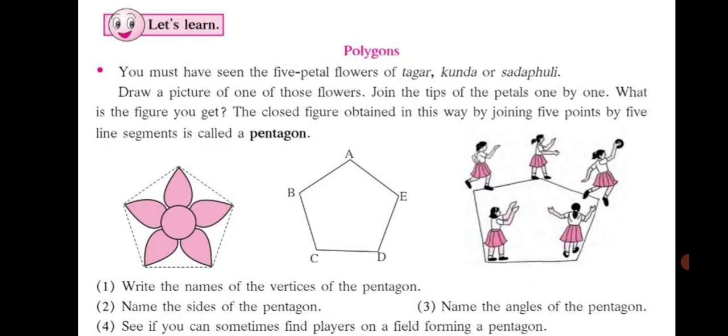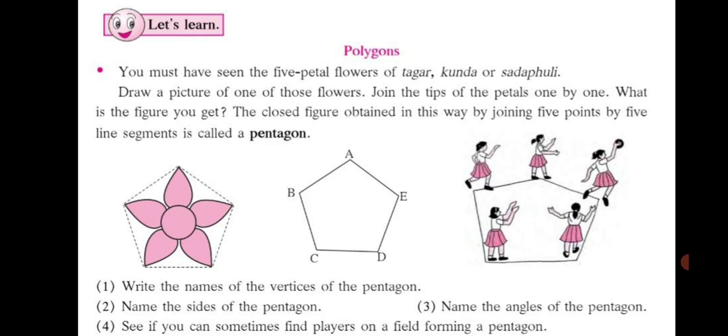Let's learn. You must have seen the five petal flowers of Tagar, Kunda or Sadafuri. Draw a picture of one of those flowers. You can see one example here. Join the tips of the petals one by one. So as shown in this figure, you can draw the flower and join the tips of the petals. What is the figure you get? The closed figure obtained in this way by joining the 5 points by 5 line segments is called a pentagon. So a pentagon is a closed figure having 5 sides.